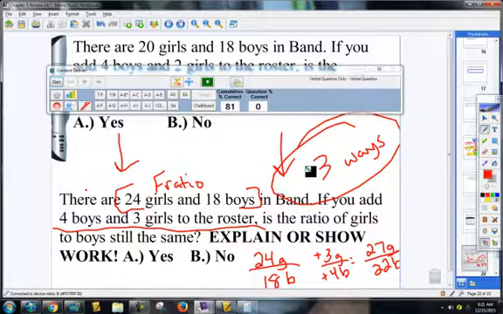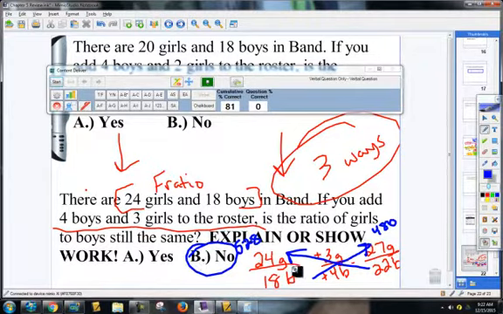What is one way that I can check for equivalency? Lily? You multiply across. I can cross products, so I can multiply them diagonally. 18 times 27, I don't know what that gives me. 486. Okay, what's 22 times 24? 528. Okay, 528. So far, is this yes or no? No. Absolutely no.